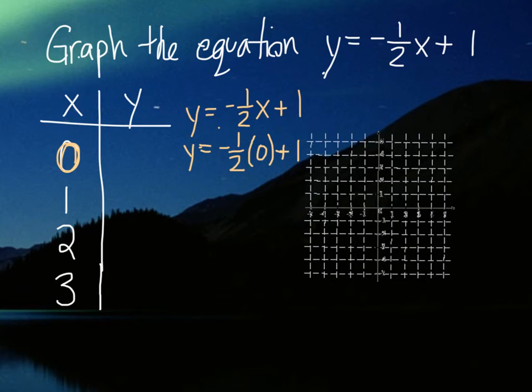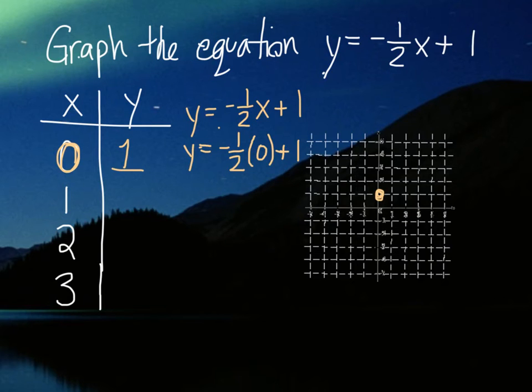Now if we solve this, negative 1/2 times 0 would simply be 0. And if I add 1 to that, 0 plus 1 is just 1. So our y value in this case is 1. And I'm going to plot that point right off the bat. So (0, 1) would be right there.